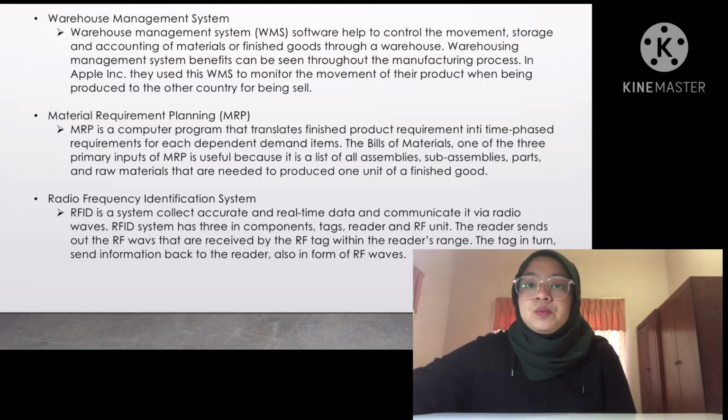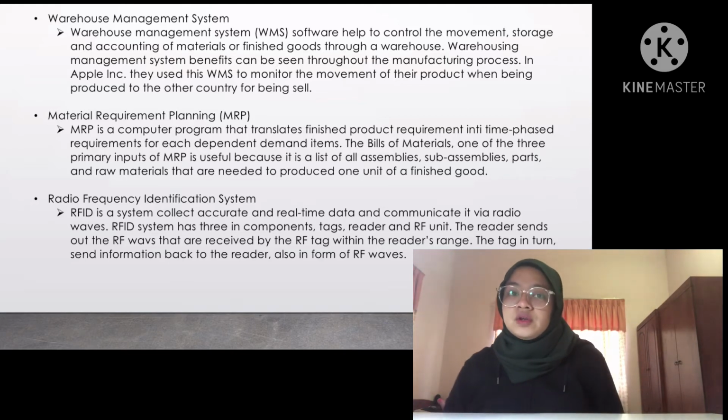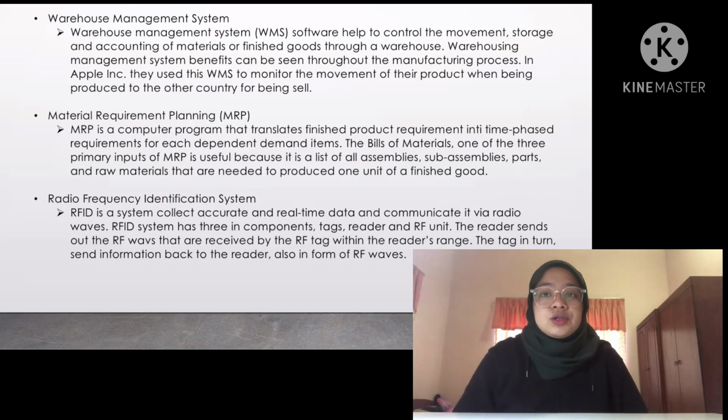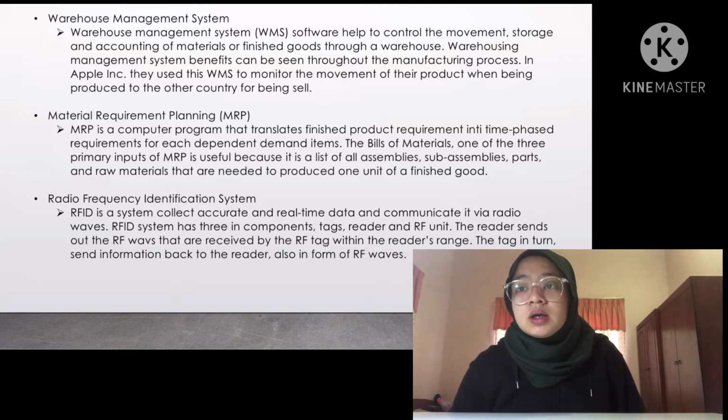MRP is a computer program that translates finished product requirements into time-phased requirements for each dependent demand item. As for the MRP inputs, one of the three primary inputs is the bill of materials. It is useful because it is a list of all assemblies, sub-assemblies, parts, and raw materials that are needed to produce one unit of a finished good.